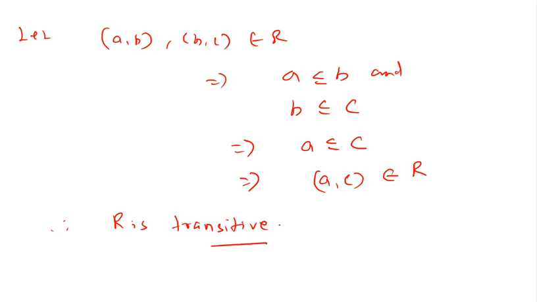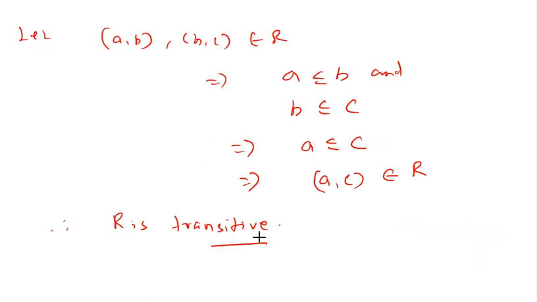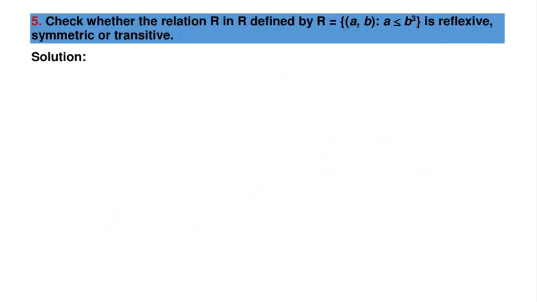R is transitive. So the question asked us to show that it is transitive and reflexive but not symmetric. We proved it is reflexive, not symmetric, and it is transitive also. We'll go to the next question.